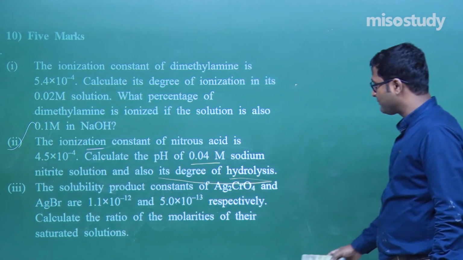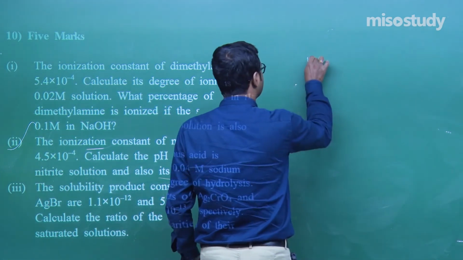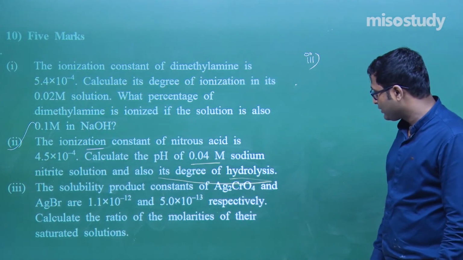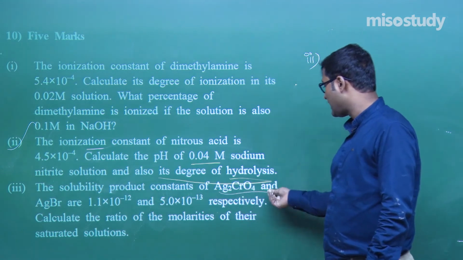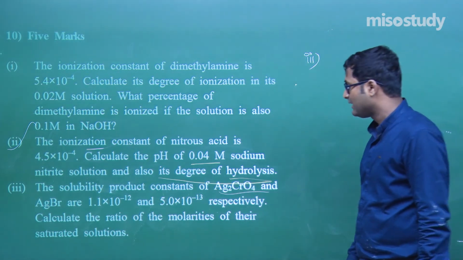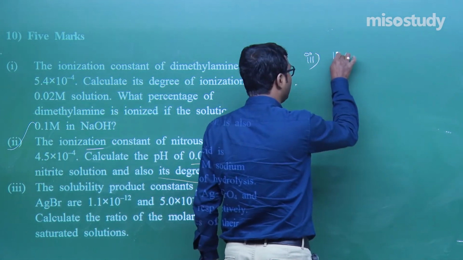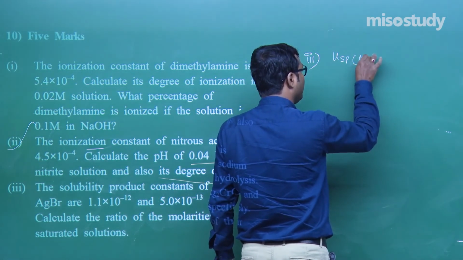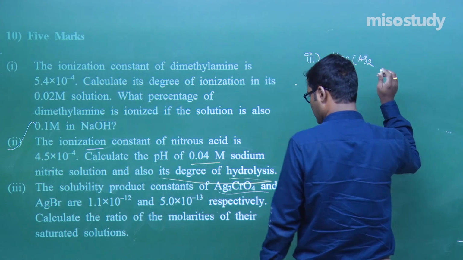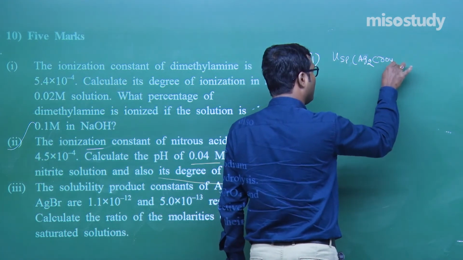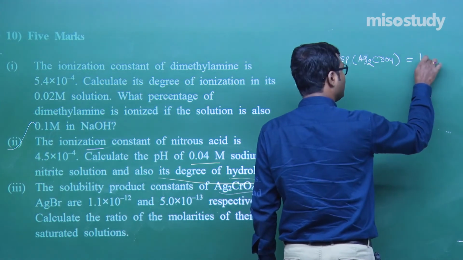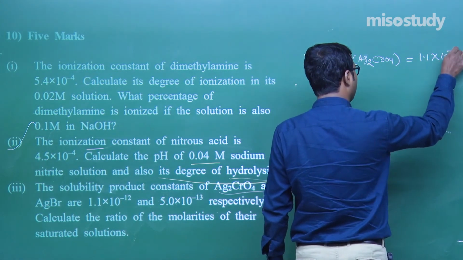This is a solubility product question. It is one of the simplest questions. What is given? The solubility product constants of Ag2CrO4 and AgBr. Ksp for Ag2CrO4 is given here, that is 1.1 into 10 to the power minus 12.